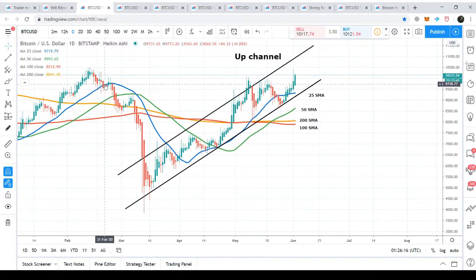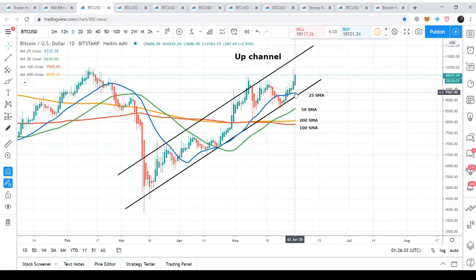But at this time, when this 25 simple moving average was moving towards the right side, then we can see that the price action could not use this simple moving average successfully as a support and dropped down. Therefore, we need this 25 simple moving average to move up with the price action.